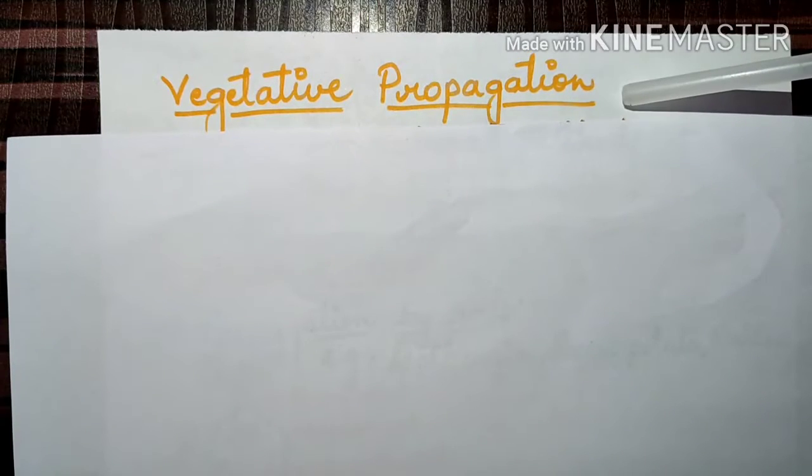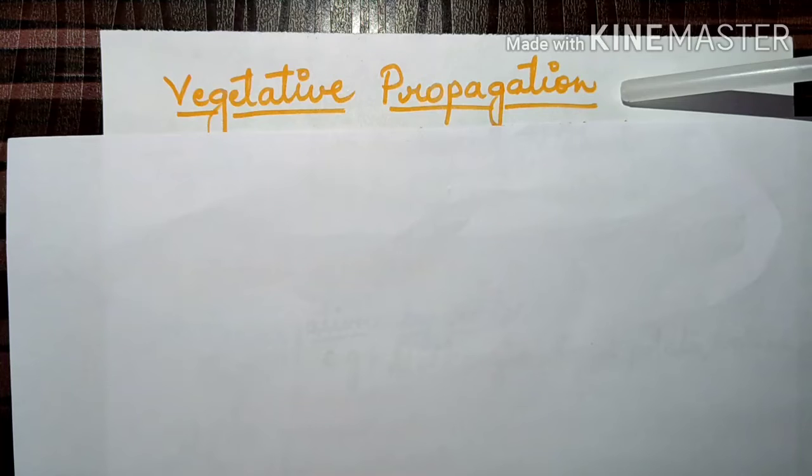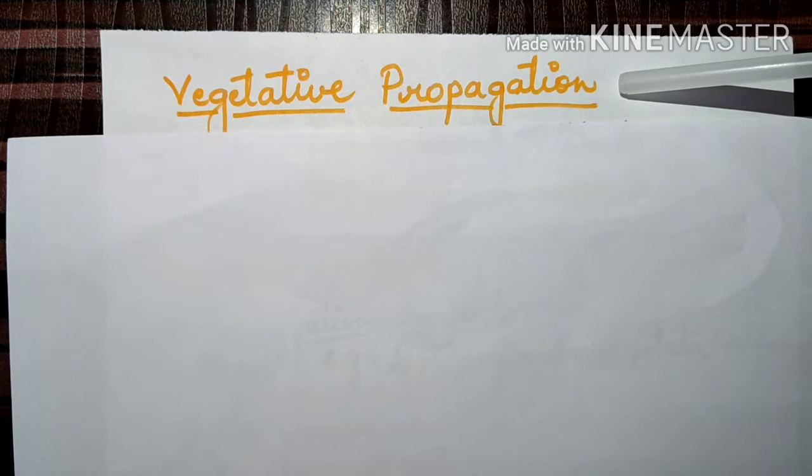Yes, in today's class we are going to study about vegetative propagation. In the previous video, I have explained you about the modes of asexual reproduction. In that we had studied fission, budding, gemmule, sporulation, fragmentation and regeneration. In today's class we are going to study another mode of asexual reproduction. It is the vegetative reproduction.